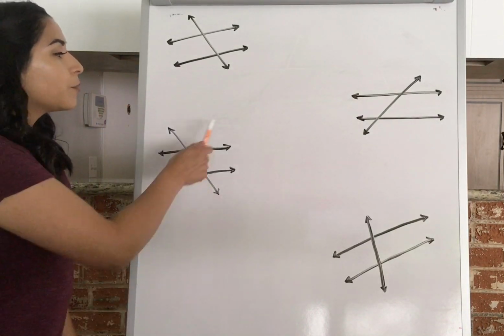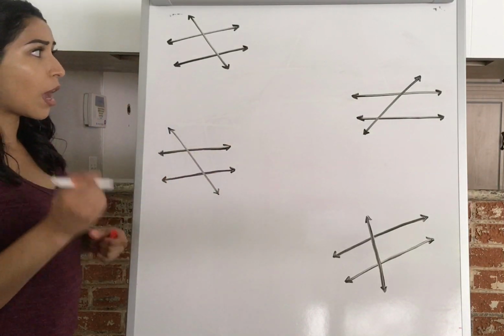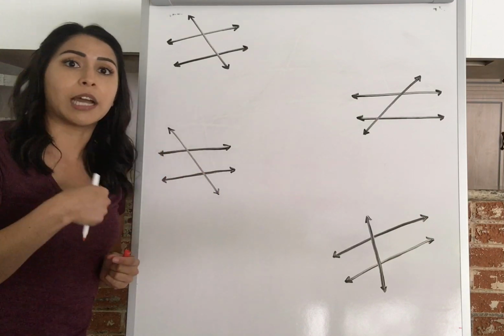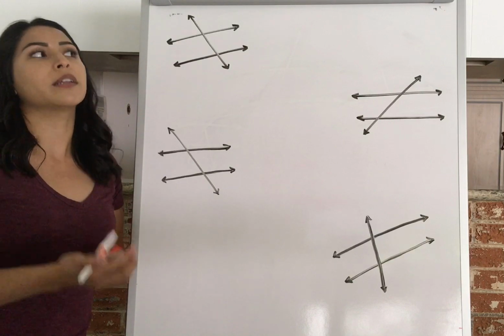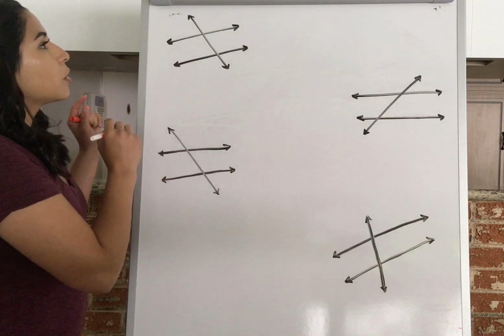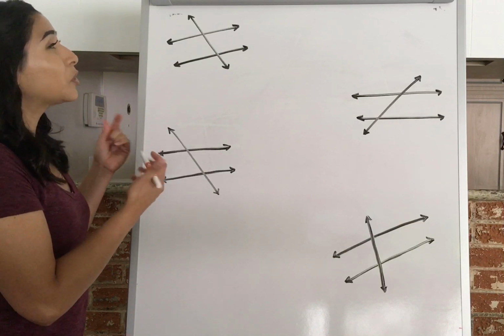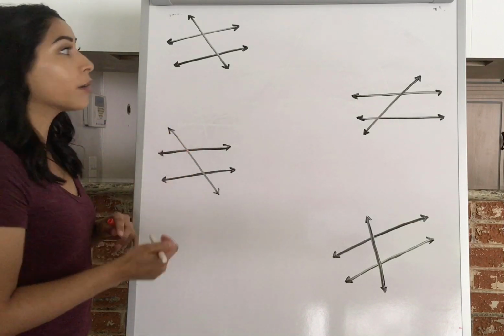Okay, so some vocab examples. I should be able to show you two angles, and you should be able to tell me what vocab word that is. Okay, so we'll start with alternate exterior angles. You should know what they look like and where they are.